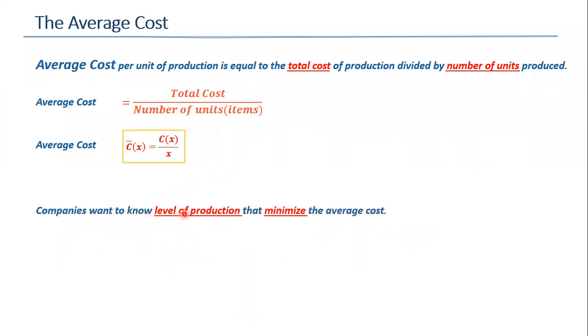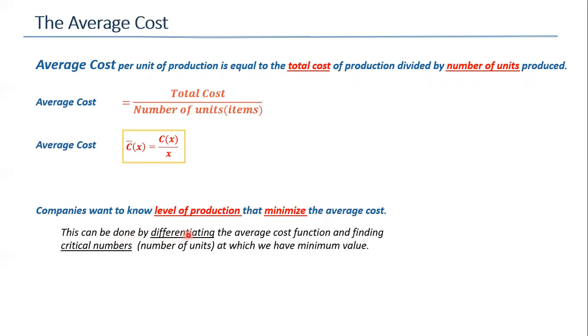Companies want to know the level of production that minimizes the average cost. This can be done by differentiating the average cost function and finding the critical numbers of units at which we have a minimum value. So the level of production is the critical number that makes the average cost minimum.